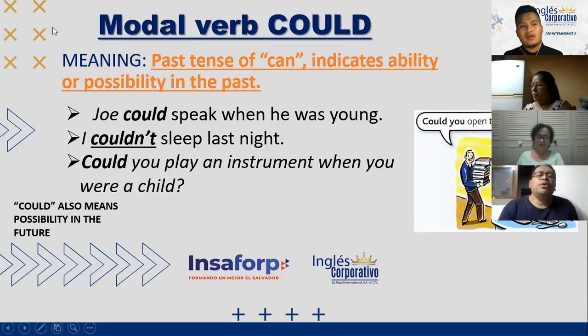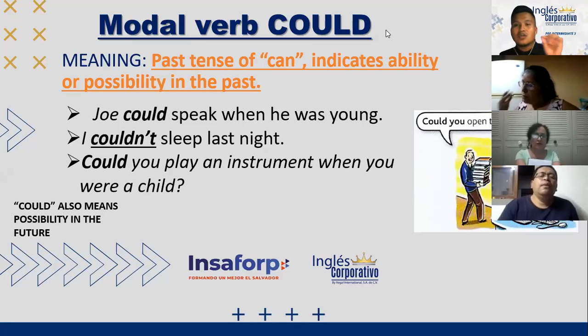Okay, let me show you how it is. Could. Make a little sound of the phonetic sound of the letter D, el sonido fonético de la letra D, it will be like D, D. So make that sound, but little. Could, but for the negative form, it will be couldn't. So could and couldn't.